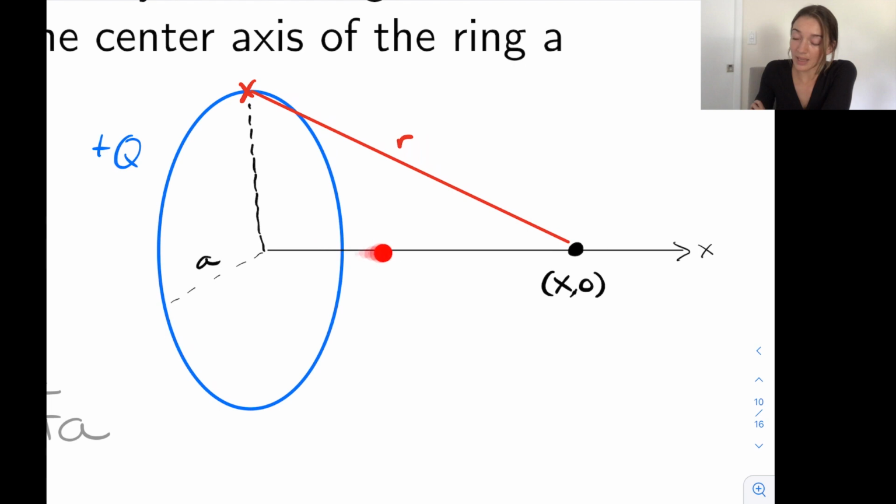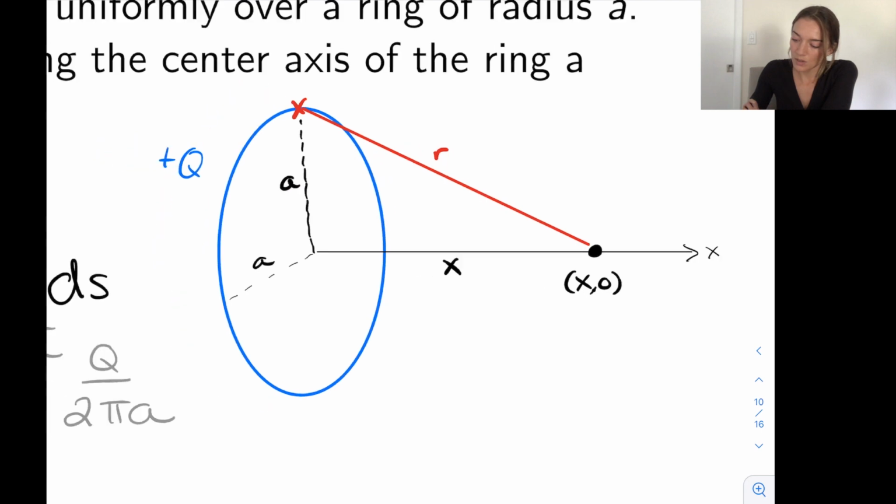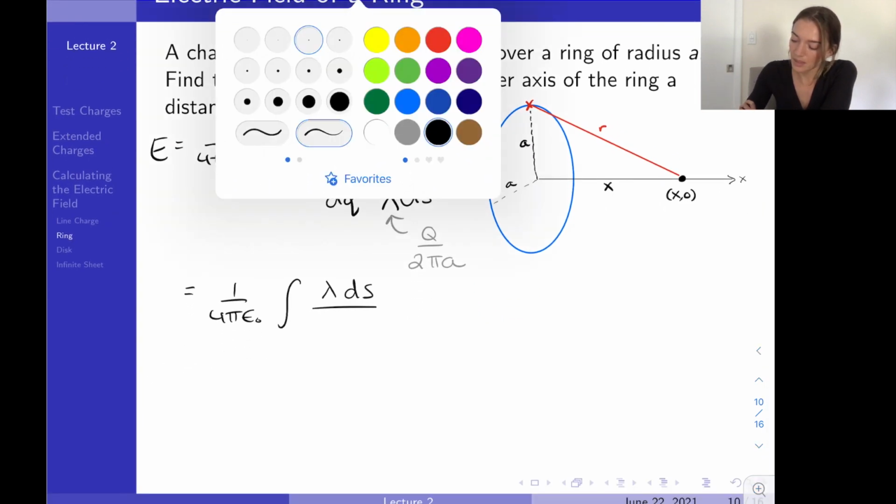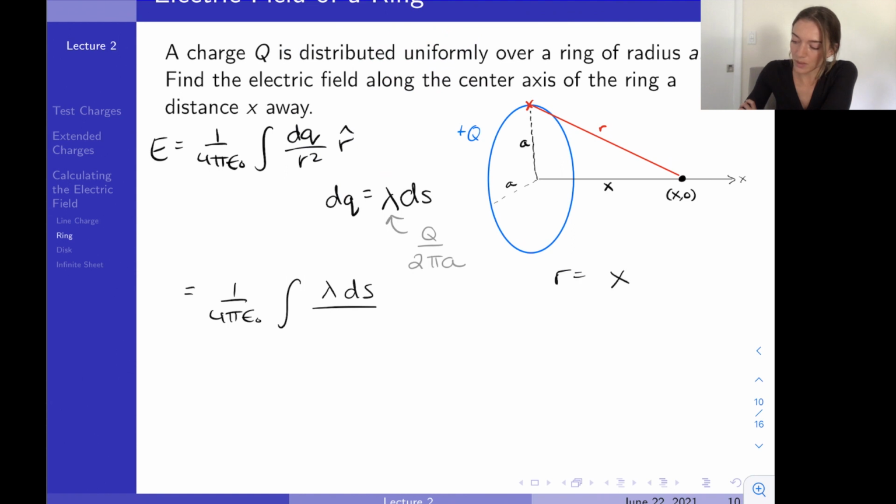So we know the length of this side already is x. And then we also know the length of this side, right? It's just the radius of the circle, which is a. So we can just write r is equal to the square root of x squared plus a squared.